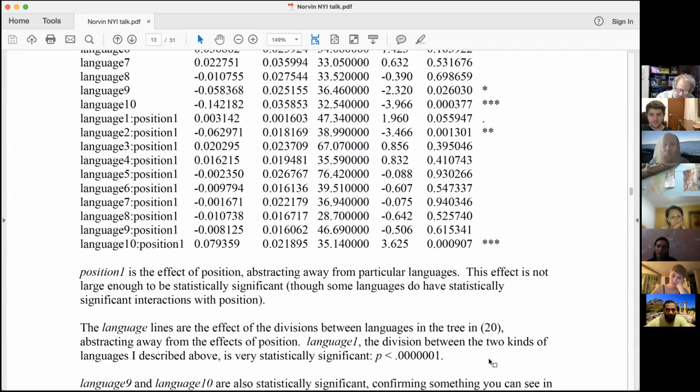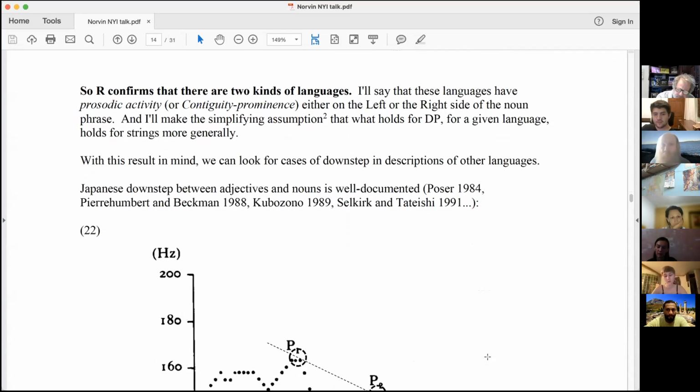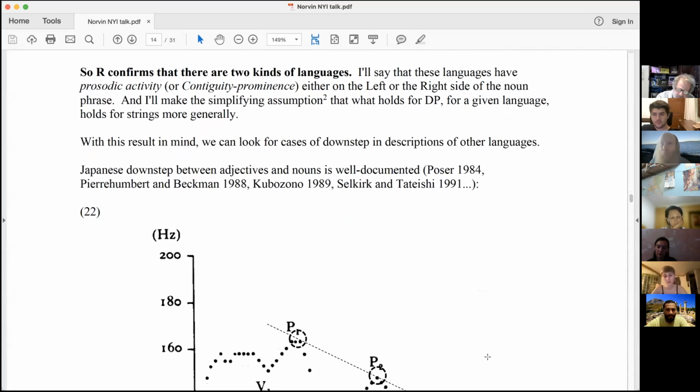So R is being encouraging. There is a statistically significant difference between the left prominent languages and the right prominent languages. So we'll say English, Norwegian, and Korean, those are left prominent languages, and all the rest of those languages, those are right prominent languages. And I'm going to make the simplifying assumption that once you know where prominence goes in a DP, you know everything. You don't need to know anything else. So we hope that that's true.